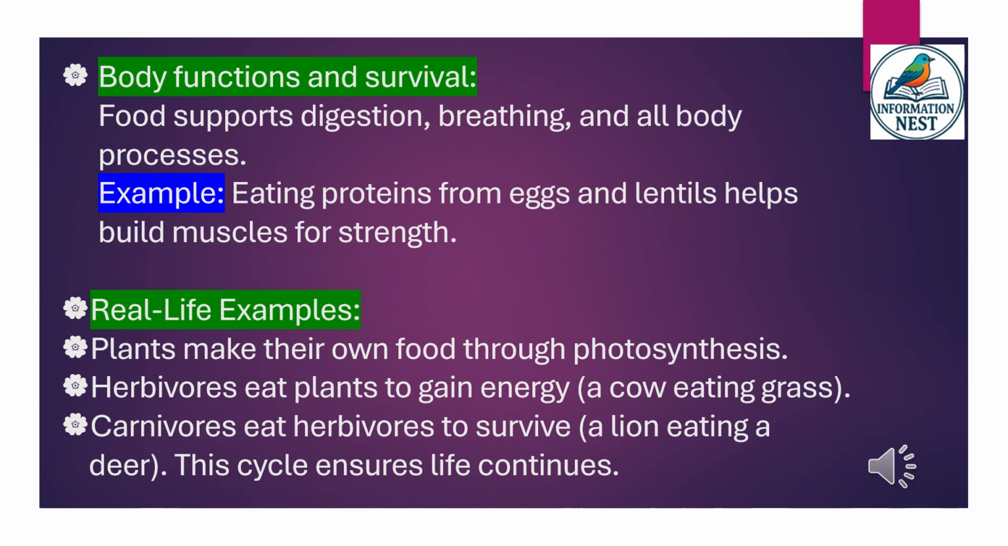The food chain in action: plants are the ultimate food creators, using sunlight for photosynthesis. Herbivores like cows rely on plants for energy. Carnivores like lions depend on herbivores to survive. This cycle ensures life continues, keeping the ecosystem balanced.